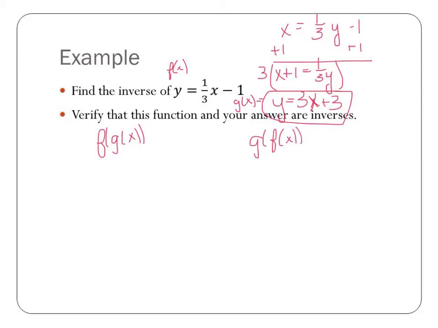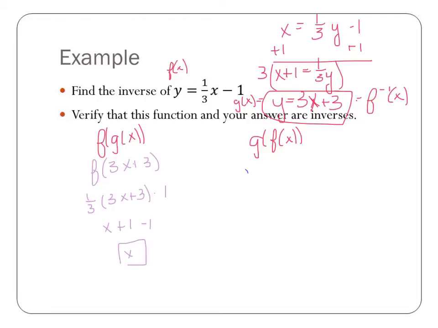Or you could have called the second one f inverse. Okay, whatever you call it, just something so you know which one you're talking about. So this is going to be f of 3x plus 3. We're going to put that back into our first function, so we're going to get 1/3 times 3x plus 3 minus 1. So this is x plus 1 minus 1, which is x, so it works for that.